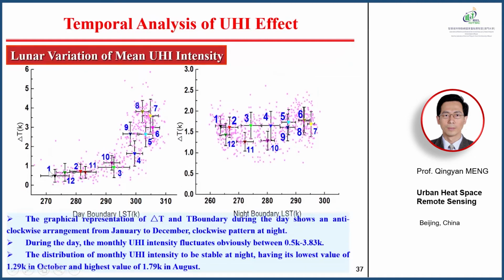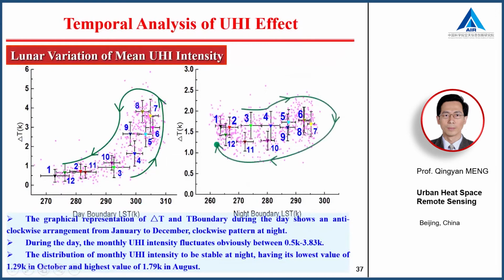You can see from the graphic representation of the dt of the T boundary during the day show an anti-clockwise arrangement from January to December and a clockwise pattern at night.